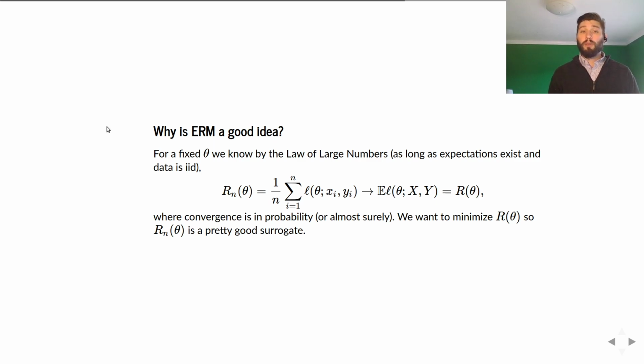So like we said before, if we fix theta, the expectation of Rn is equal to the risk. And also, if we fix theta, we know by the law of large numbers that Rn actually converges to R theta, because it's an average of identically distributed variables, these losses, which have expectation R theta. So that's what we know from the law of large numbers. So that's why empirical risk minimization seems like a good idea to begin with.